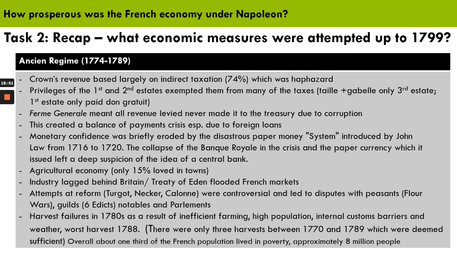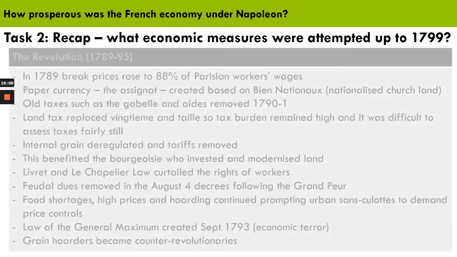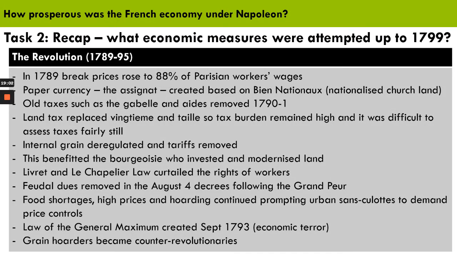So the French economy was lagging behind. There wasn't much chance to gain much money from it by the government. So in the revolution, we know that they did try to innovate. They created a paper currency based on the church land. They removed the old indirect taxes and replaced these with land tax. They deregulated the grain trade and tariffs. And they sold off lots of this new biens nationaux, this church land, to the new bourgeoisie who became landowners.